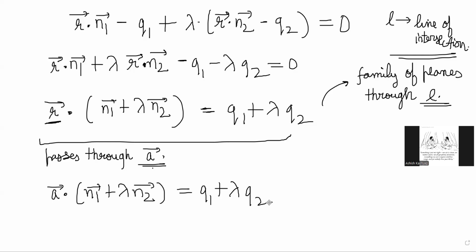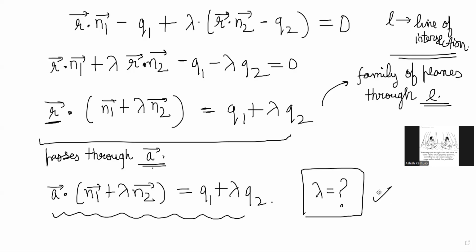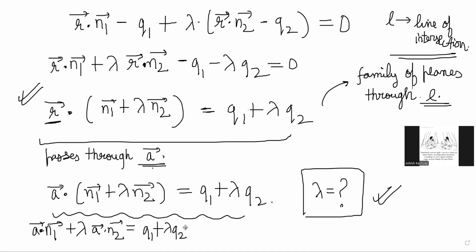Correct? And from here, if I solve to find the value of lambda, that is the particular lambda that I need in this equation, right? So how do I solve for the value of lambda? It is very easy because it's a dot product. I will just collect all the terms together for lambda. So I'll say a dot n1 plus lambda a dot n2 is equal to q1 plus lambda q2, right?